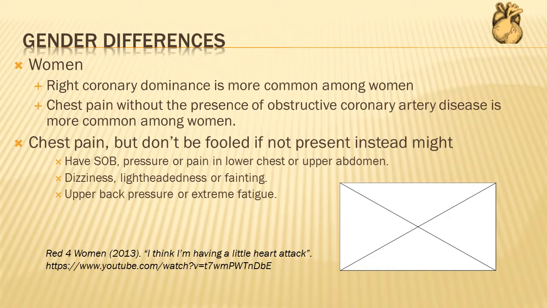So let's talk about gender differences here. Women are usually right coronary dominant and can present with chest pain without having obstructive coronary artery disease. They can have chest pain, but don't be fooled if they don't. They might present with shortness of breath or pressure or pain in the lower chest or upper abdomen. They could have dizziness, lightheadedness, or fainting. They can have upper back pressure or extreme fatigue.